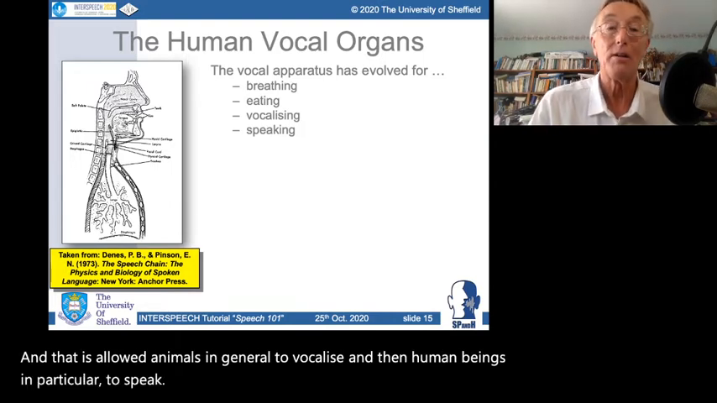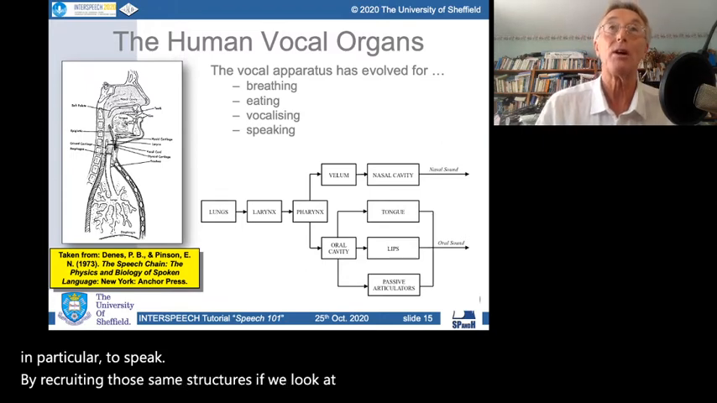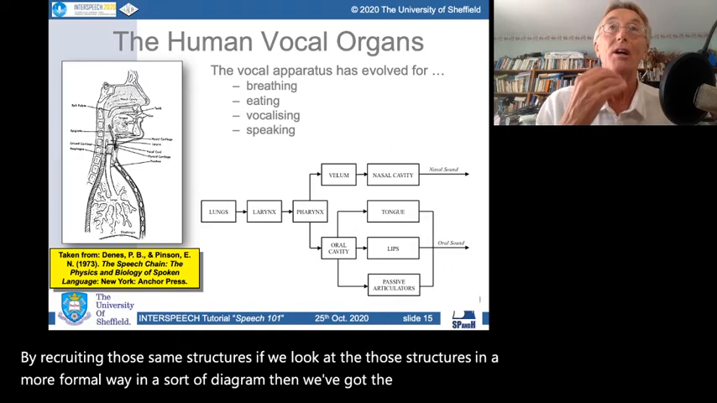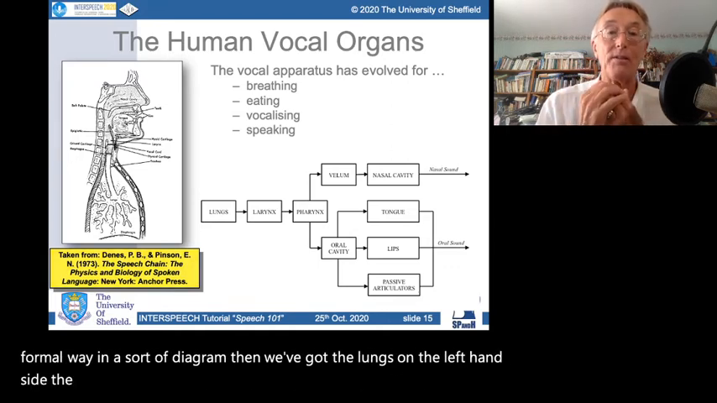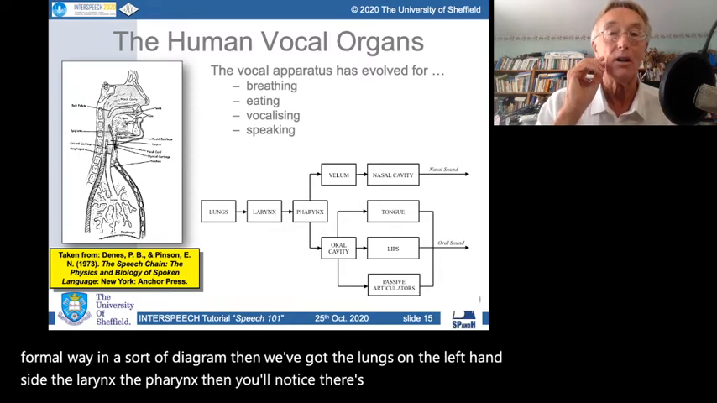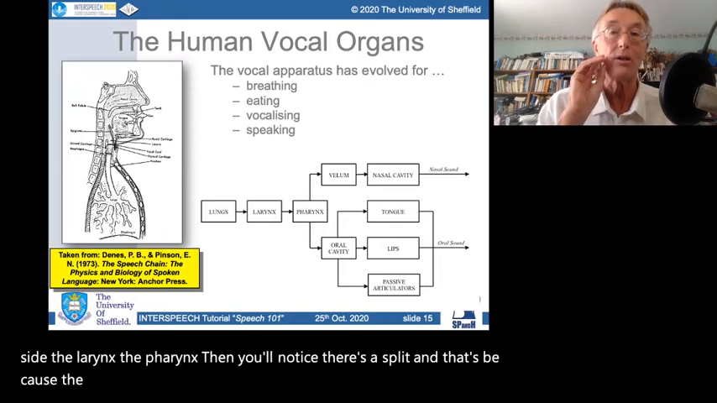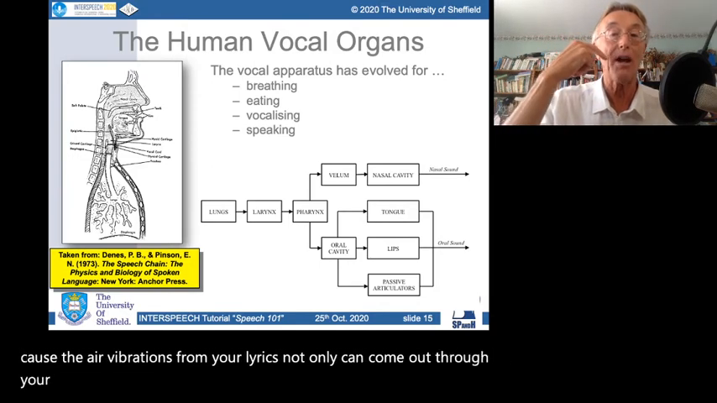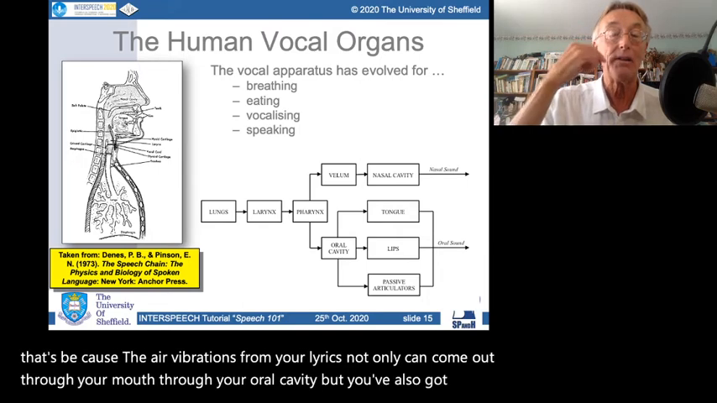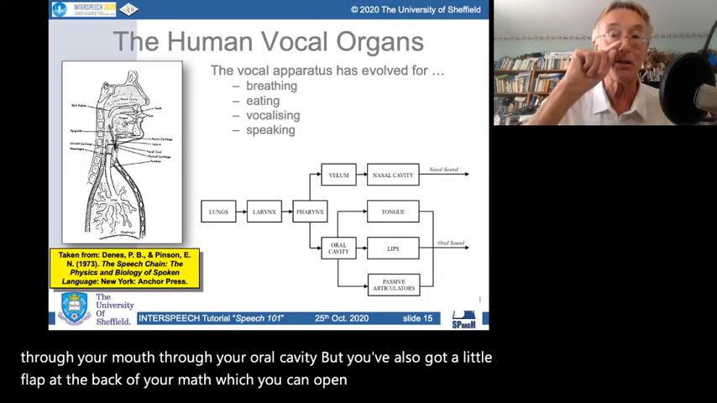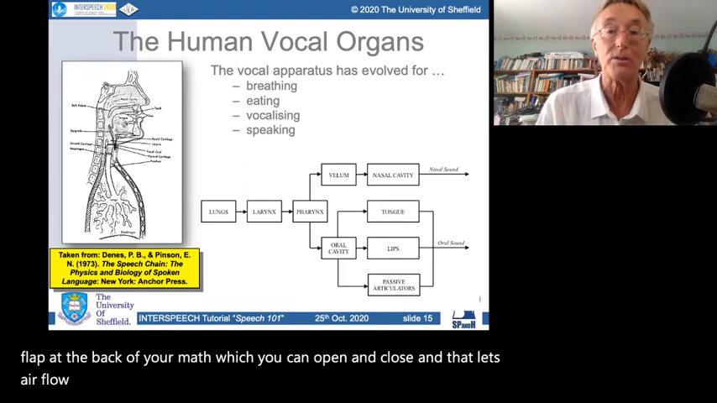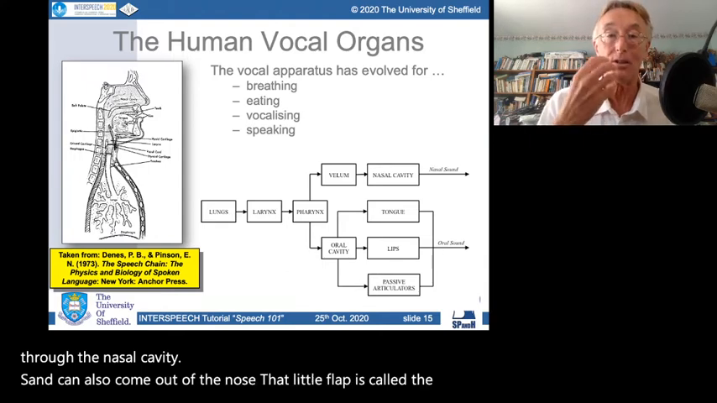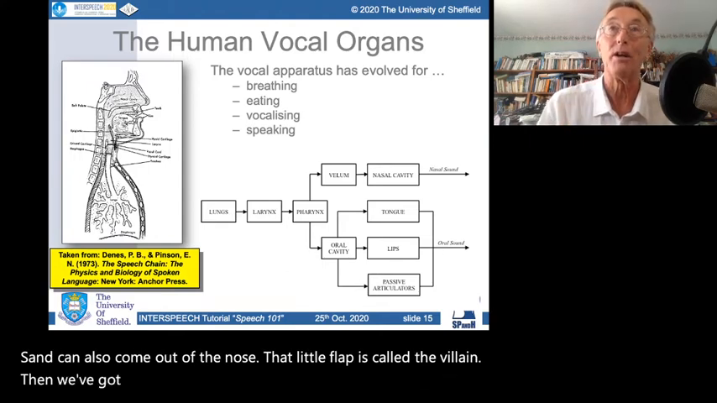If we look at those structures in a more formal way, in a sort of diagram, then we've got the lungs on the left-hand side, the larynx, the pharynx. You'll notice there's a split, and that's because the vibrations from your larynx can come out through your mouth, your oral cavity, but you've also got a little flap at the back of your mouth, which you can open and close, and that lets air flow through the nasal cavity, and sound can also come out of the nose. That little flap is called the velum. And then we've got the oral cavity with the tongue and the lips and so on.